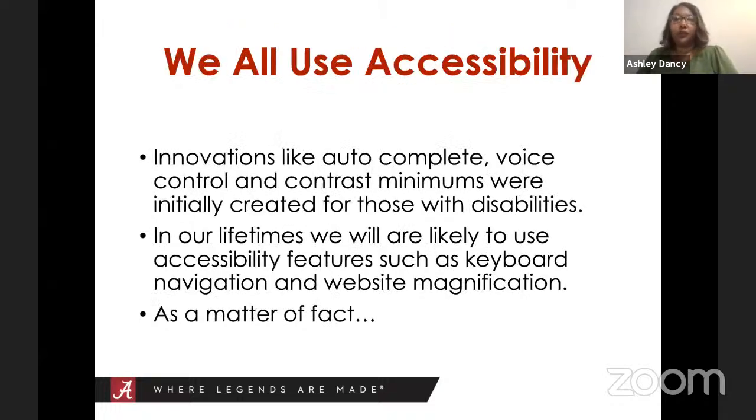Okay, so we all use accessibility. When we're talking about all, we mean people with disabilities and people without as well. Innovations like autocomplete that we use on creating emails and forms, voice control such as Siri. Think about how lost some of us would be without Siri. I know personally, I truly would be. I ask Siri a lot of questions, as well as use voice control on other services.